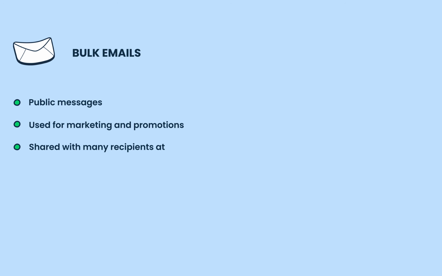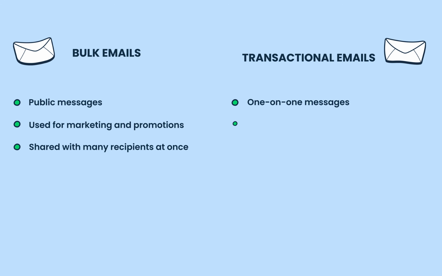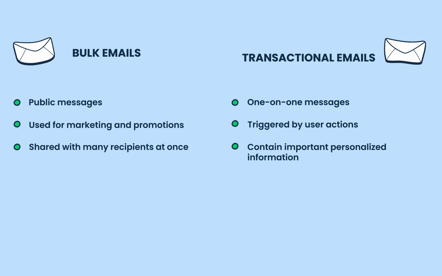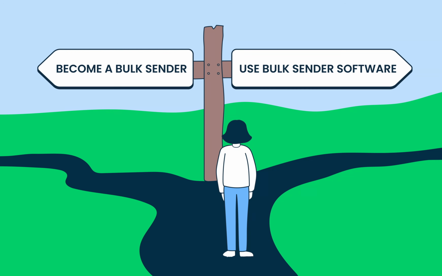In simple terms, bulk emails are public messages primarily used for marketing or promotions that are shared with many recipients at once. Transactional emails, on the other hand, are private one-on-one messages which are triggered by user actions and contain important, personalized information such as order receipts or account notifications.